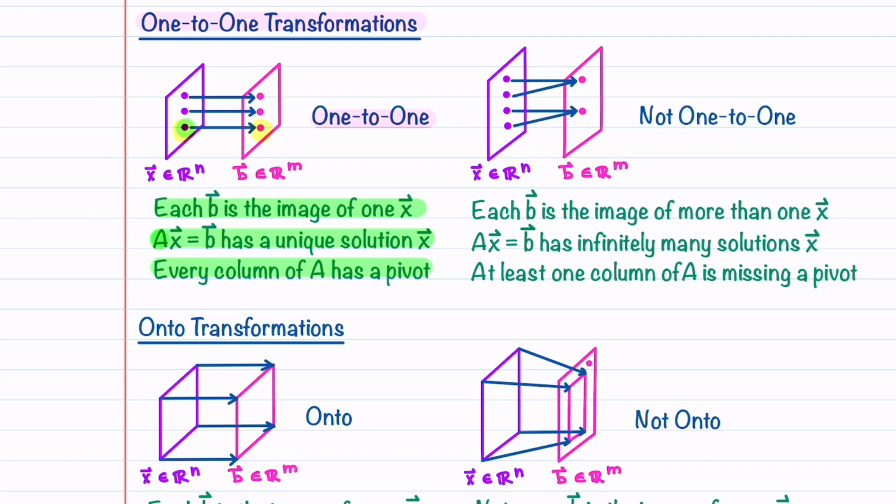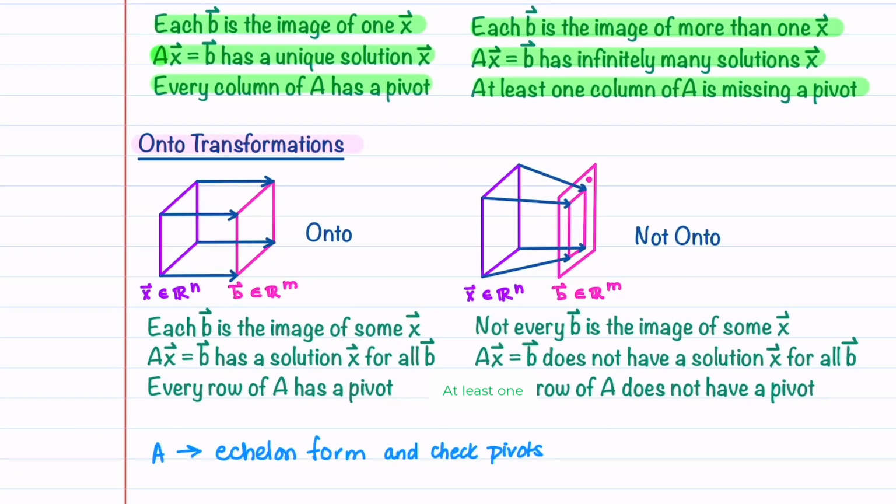Let's now look at transformations that are not one-to-one. For a transformation that is not one-to-one, each b is the image of more than one x. So let's go up here to our graph. There's our b, and can you see that we have two x's that are mapping to that b? That also tells us that Ax is equal to b has infinitely many solutions x. I just couldn't write an infinite number of dots. Practically, we can tell if a matrix is not one-to-one when we look at the columns. At least one column of A is going to have to be missing a pivot.